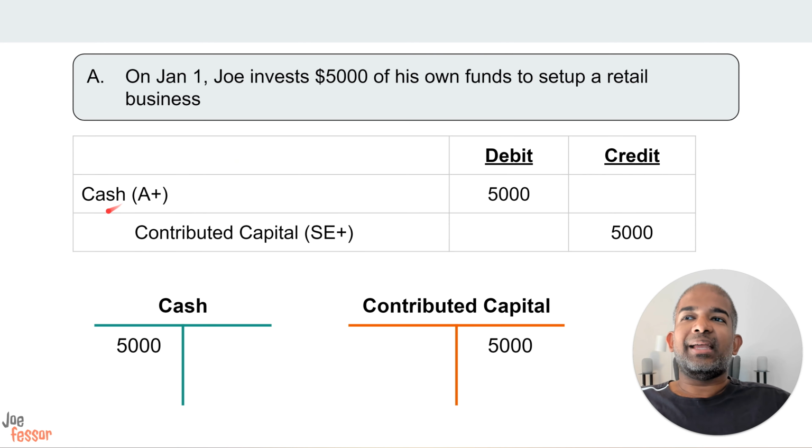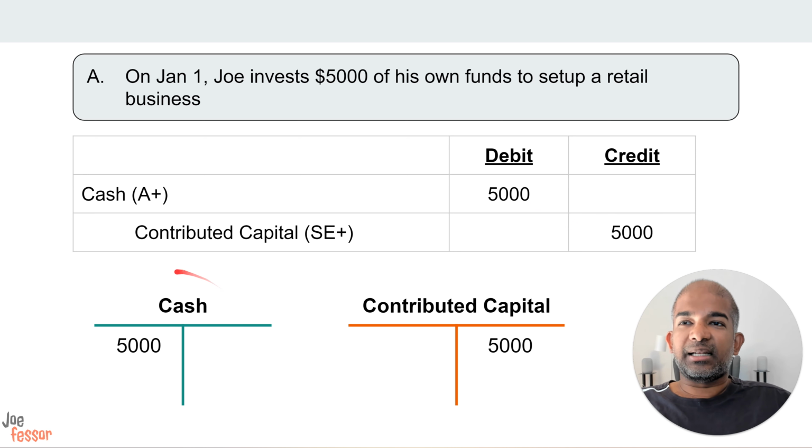So cash, which is an asset, will be debited by $5,000. And under stockholders' equity, we're going to call the account contributed capital to denote the capital that has been contributed by the owner. Joe is the owner who is investing 5,000 of his own funds. So for now, we're just going to call it contributed capital. If you go back to the balance sheet equation, you can see that on the left side, assets goes up, and on the right side, stockholders' equity goes up. So the equation stays in balance: 5,000 on the left side and 5,000 on the right side.